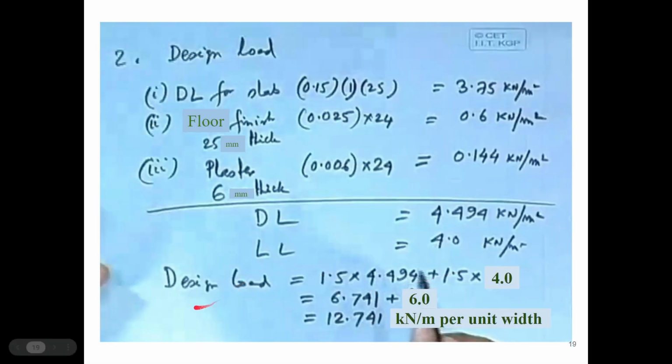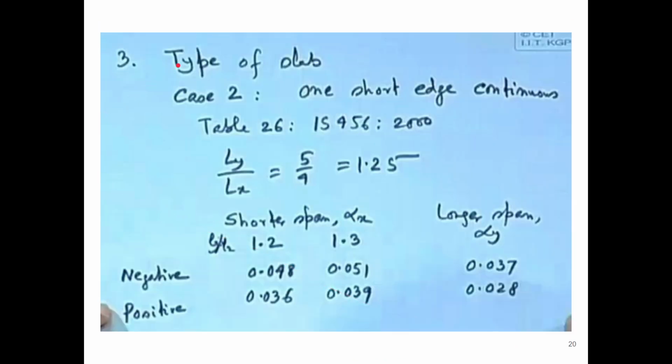Okay, so the design load will be how much? It will be the addition of these multiplied by 1.5. So it is 1.5 into 4.494 plus 4.0, which comes to be around 12.749 kilonewton per meter. Instead of writing meter square, they have just mentioned per unit width, so that is multiplying by 1 meter. So W value is 12.741 kilonewton per meter.